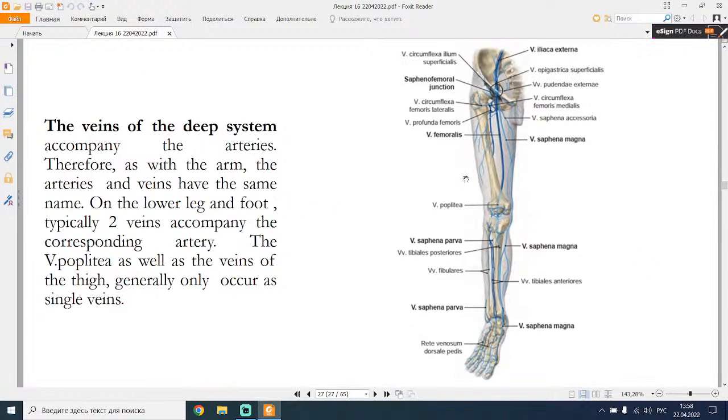The veins of the deep system accompany the arteries. Therefore, as with the arm, the arteries and veins have the same name. On the lower leg and foot, typically two veins accompany the corresponding artery. The vena poplitea, as well as the vein of the thigh, generally only occur as single veins.